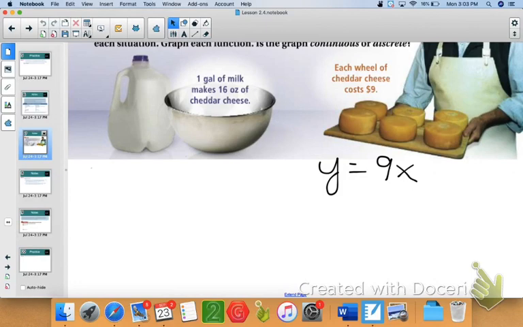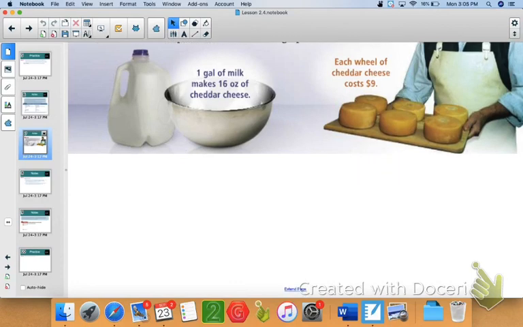With this one, he could potentially sell half loaves of cheese. I don't think it says in the problem. Let's see. Okay, so if it did say that he only sells whole loaves of cheese, then it would be a discrete problem, because he could only do like 1, 2, 3. You could only do whole number amounts of cheese. But the cost, however, you really can only have a certain amount of dollars, because we're going to round to the nearest cent. So really, this is probably more of a discrete function.